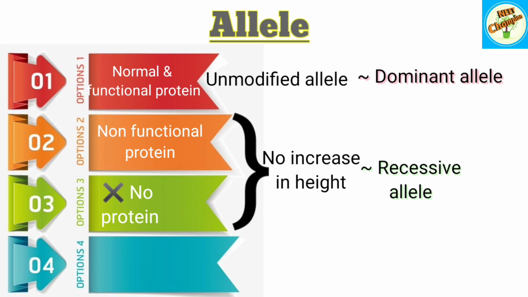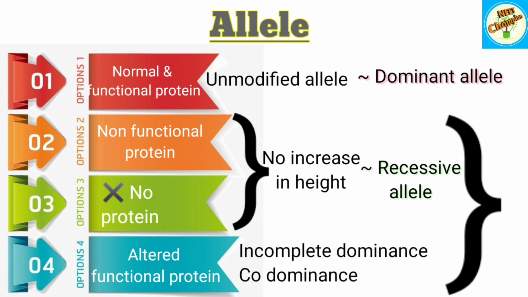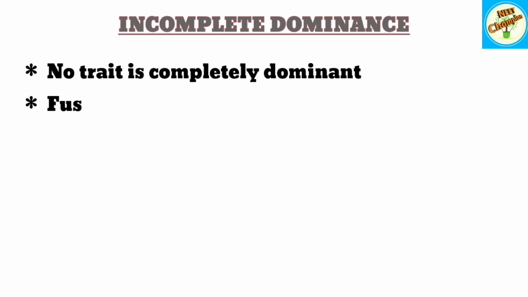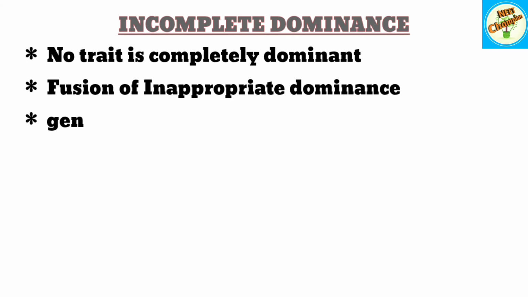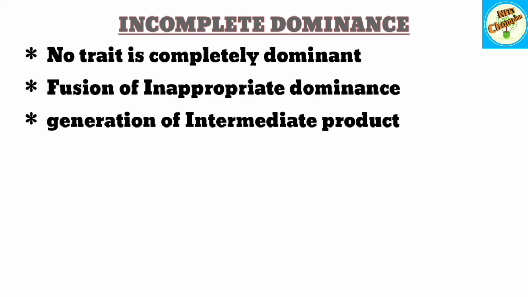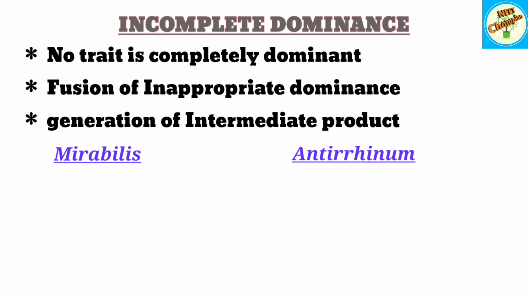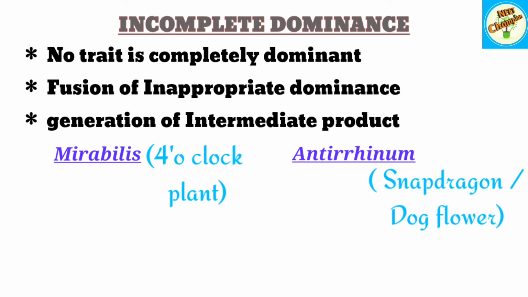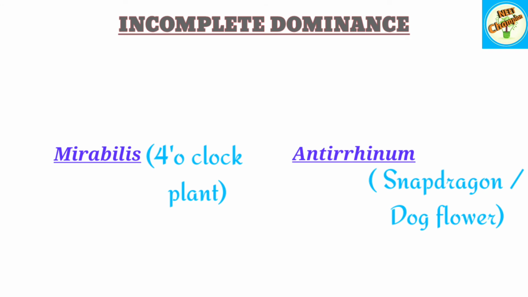Now, there is also a fourth chance of production of altered but functional protein, which may give rise to conditions like incomplete dominance or codominance. Incomplete dominance. As the term refers, no trait will be completely dominant, and it will be a fusion of inappropriate dominance and creation of an intermediate product. The examples to be noted are Mirabilis and Antirrhinum. Mirabilis is also known as four o'clock plant, and other names of Antirrhinum are snapdragon or dog flower.